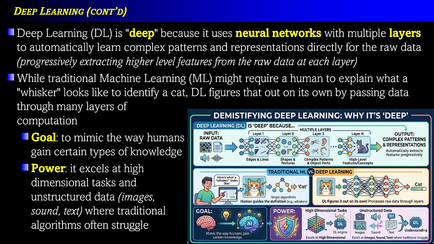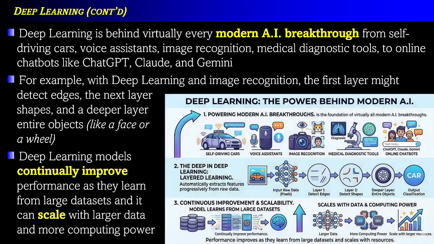The power of deep learning is that it excels at high dimensional tasks and unstructured data, images, sound, text, where the traditional algorithms would very much struggle. So deep learning is behind virtually every modern AI breakthrough, from self-driving cars to voice assistants to image recognition, medical diagnostic tools, to the online chatbots that we're familiar with, like ChatGPT and Claude and Gemini.